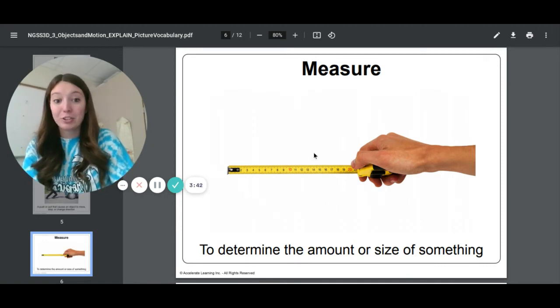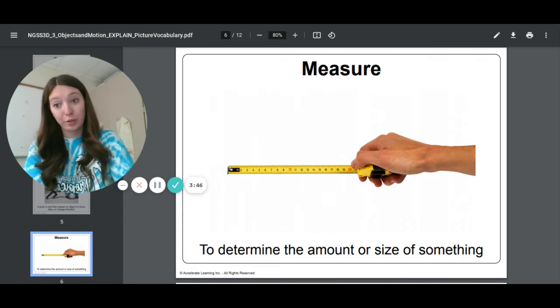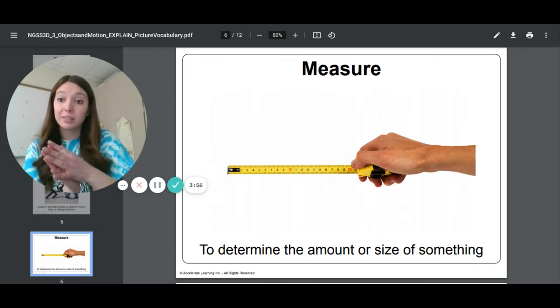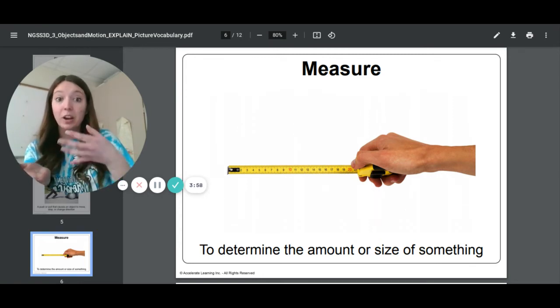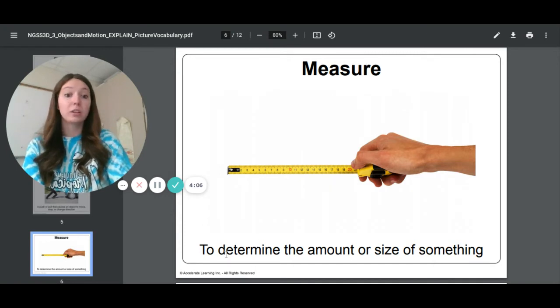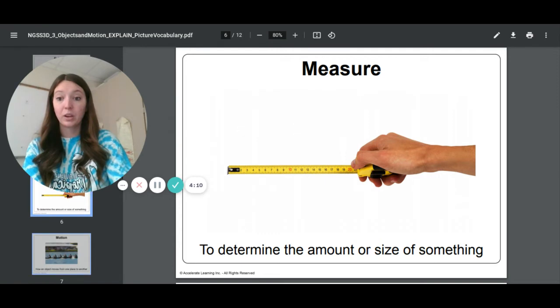You can see here they have a measuring tape. There are a lot of different things that we can measure with. We know this from math, but scientists use measurements all the time. And this unit, we're going to be talking about how we can measure different forces that are being applied to different objects. We're also going to talk about how sometimes there's patterns in motion and how we can measure those as well. So measuring is just to determine the amount or the size of something.